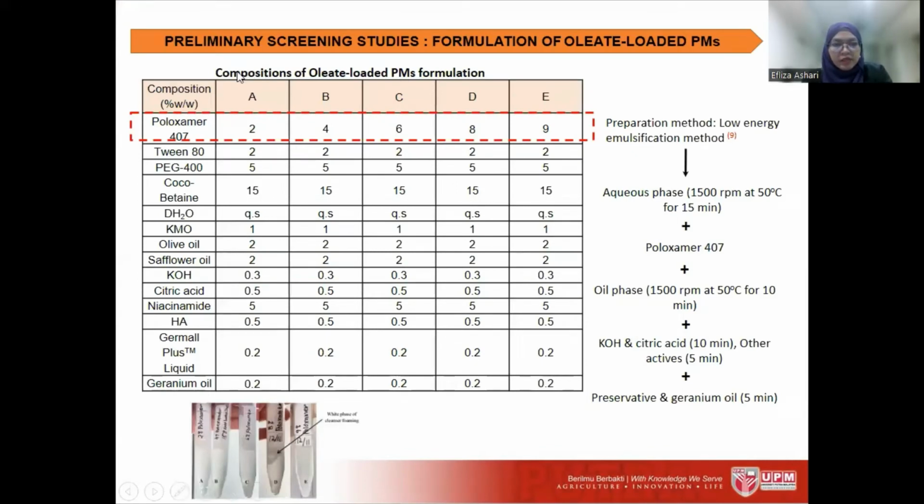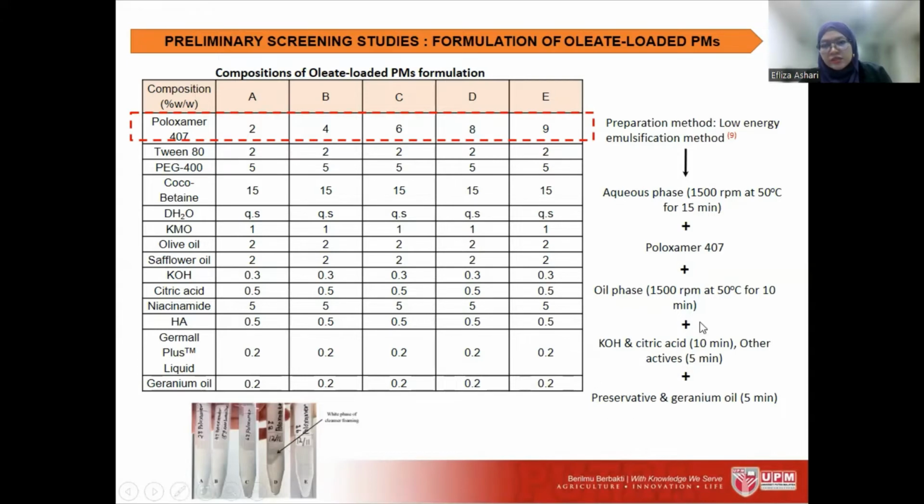In the beginning, we did preliminary screening studies where we had to choose the best polymer. We have a few polymers and we selected Poloxamer 407 as our polymer. We chose the composition between 2 to 9 percent. Here we can see we have five formulations, A, B, C, D, and E, and the rest we kept constant.